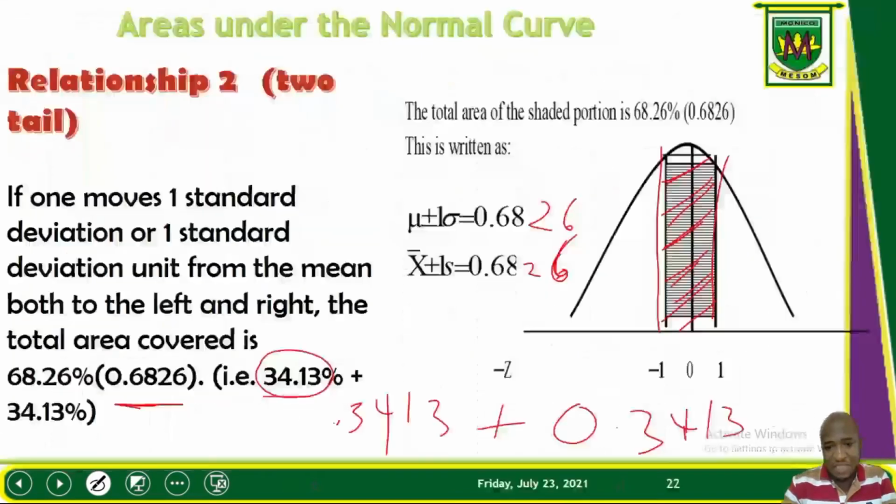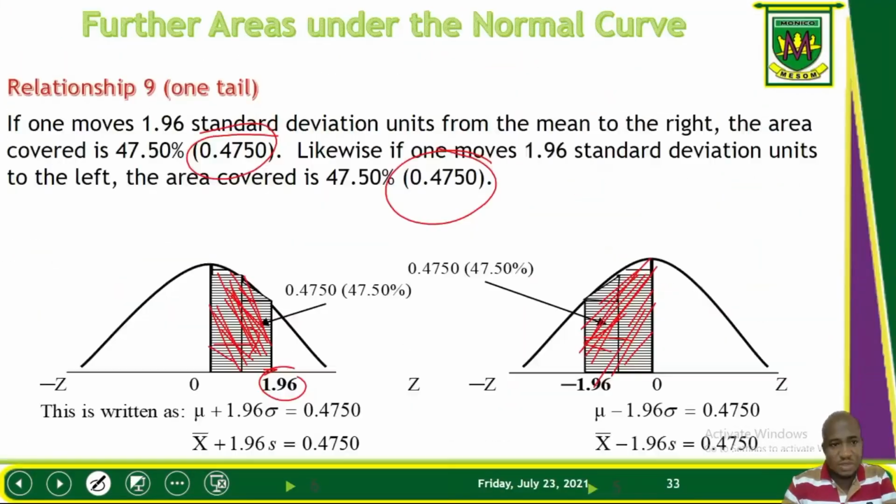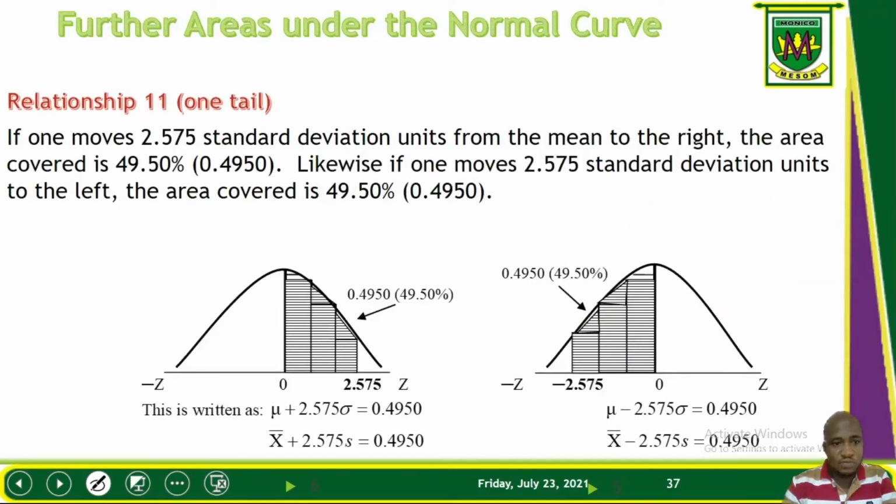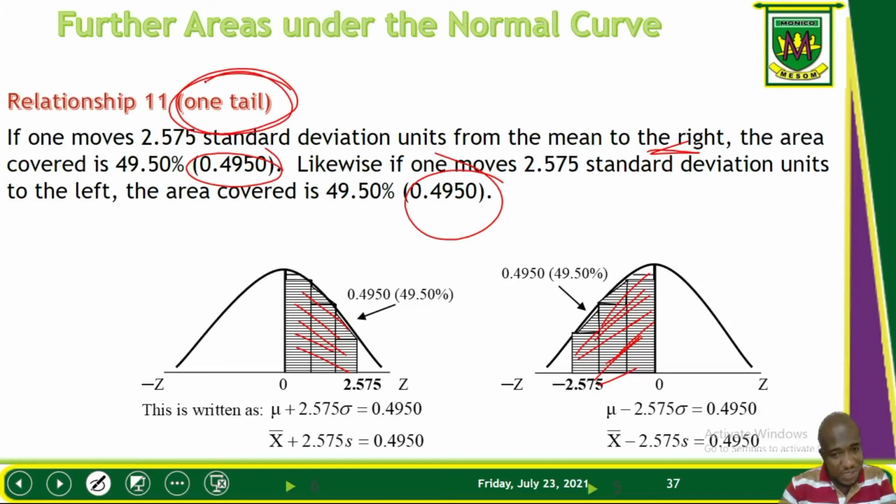Okay, so back to the 11th relationship. If one moves 2.575 standard deviation units from the mean to the right, the area covered will be, let's concentrate on the decimal, 0.4950. Likewise, if one moves 2.575 standard deviation units to the left, when there's a decrease, the area covered will be the same, 0.4950. Okay, now since it is one-tailed, anytime it's one-tailed, we search from the table.